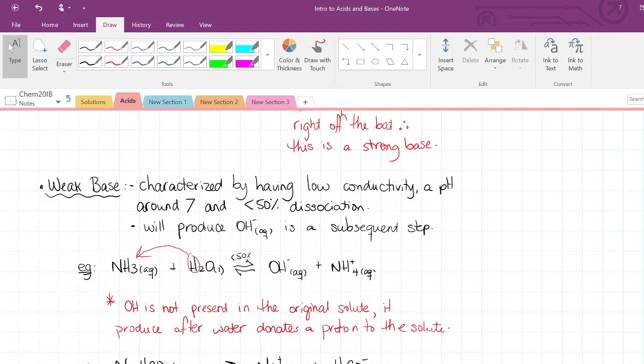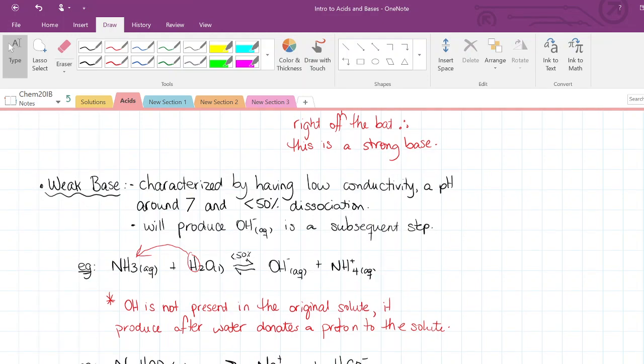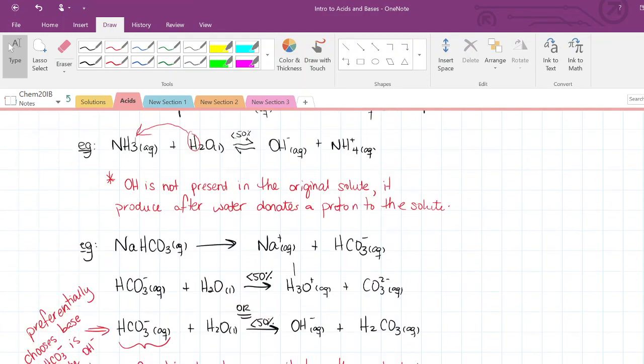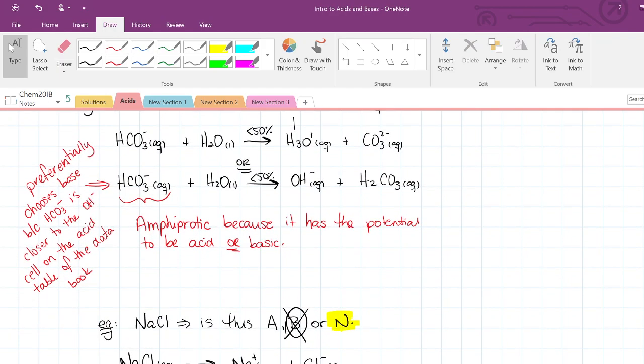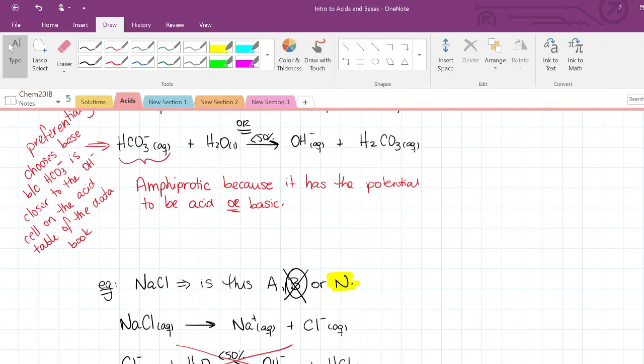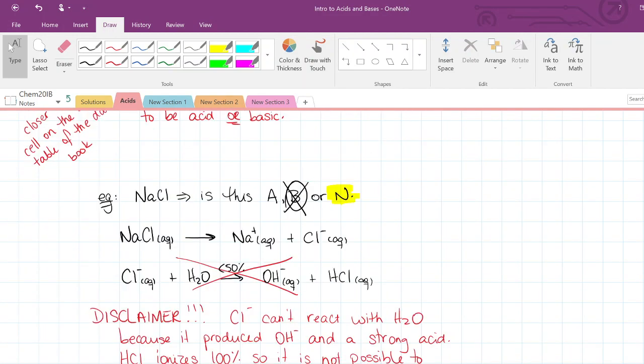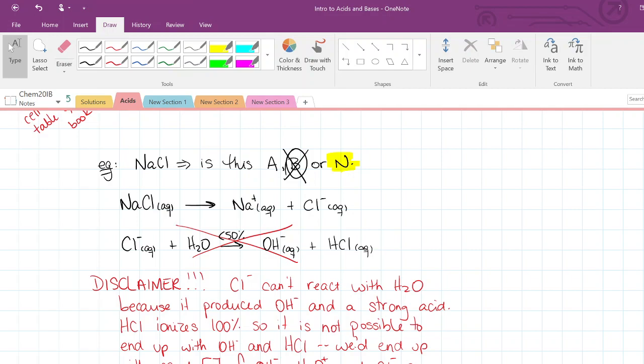Now I'm going to skip over this next example here, only because I want to talk about amphiprotic substances in a subsequent video. I do want to show you this example because there are a couple substances that are going to be neutral regardless of what they are. So NaCl is one of those examples.